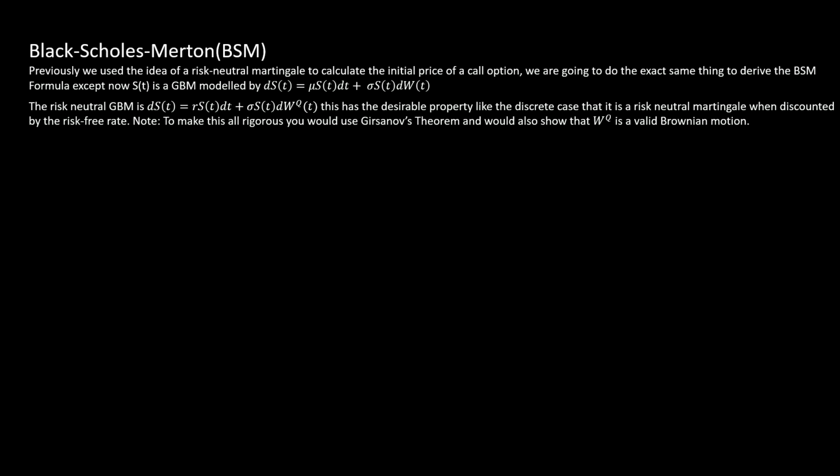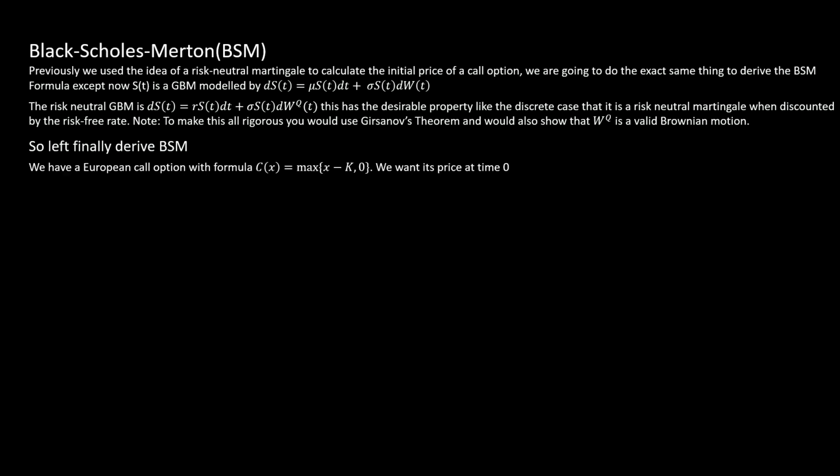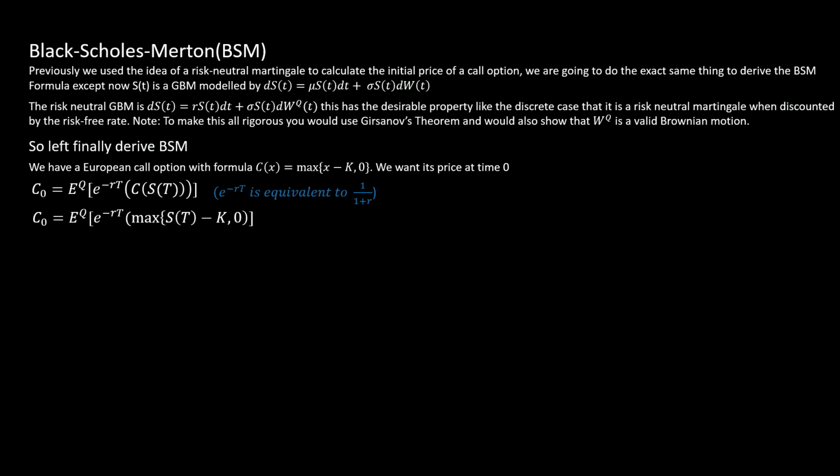So let's finally derive Black-Scholes. We have a European call option with the formula as follows, and we want the price at time 0. We consider the risk-neutral expectation of the discounted value of our call option at time T. This e to the minus rT is just equivalent to the 1 over 1 plus r in our binomial case. The only reason we're using it is because we're in continuous time now, and that is better for the continuous model. Then, continuing on, we sub in our value for the call option, which is the max of S(T) minus K, and 0.